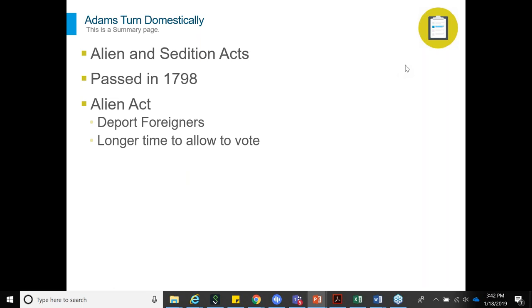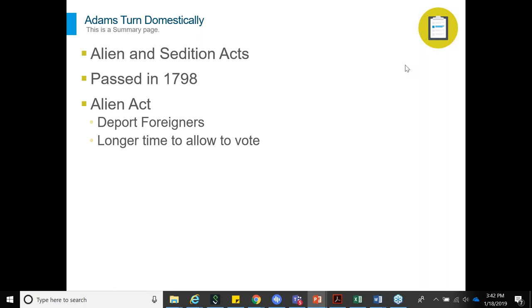Someone's asking about similarities between that kind of act and what's going on today with the president in particular attacking immigrant populations. You could certainly see similarities.